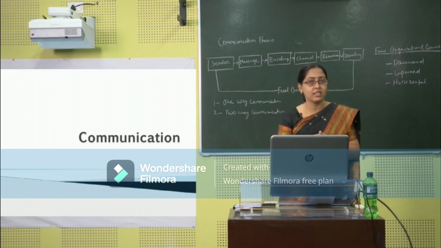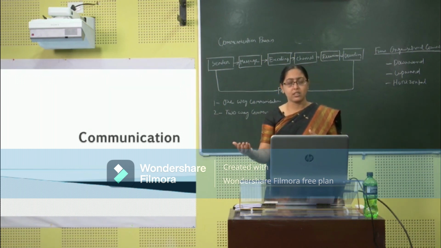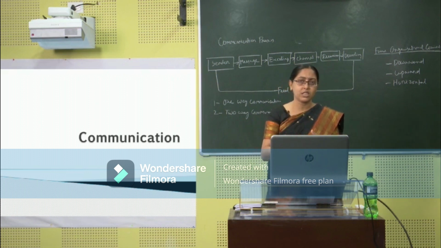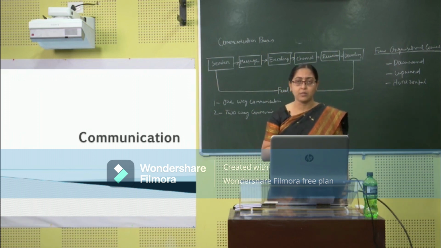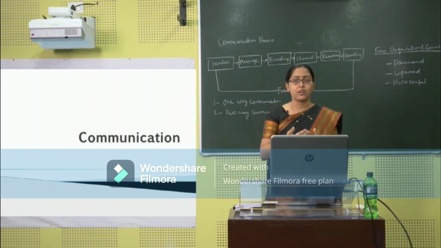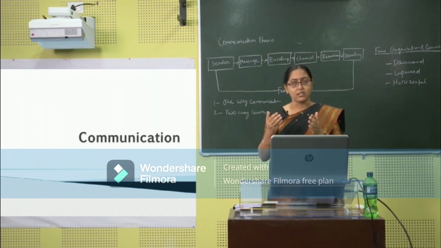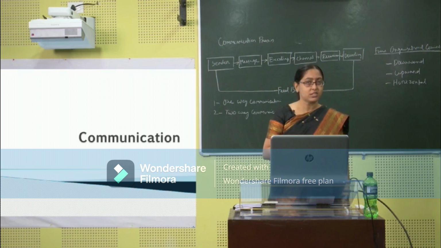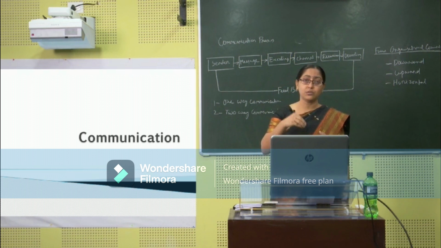When it comes to the organizational level, many people are working on different platforms. Unless one communicates with the other department, unless one passes on information to other people, at the hierarchical level it is very difficult to handle different types of work. So, we need to understand how communication happens, what its importance is, what processes are involved in the communication process, and how we can do it in an effective manner.